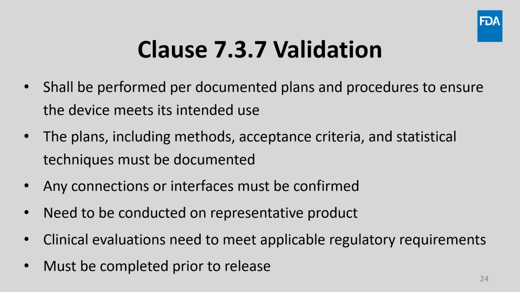Following verification is validation. Design and development validation confirms by objective evidence that the device can meet the requirement for its specified application or intended use. Organizations must perform validation per documented plans and procedures that include the methods used, acceptance criteria, and statistical techniques. Connections or interfaces are also confirmed, and it must be performed with representative product. Representative product includes initial production units or their equivalents. The organization must document the rationale for the choice.